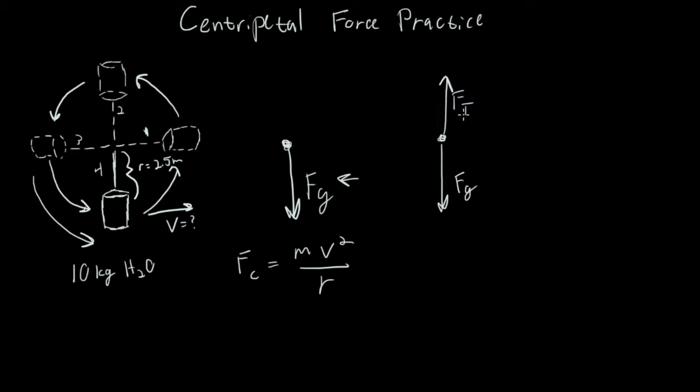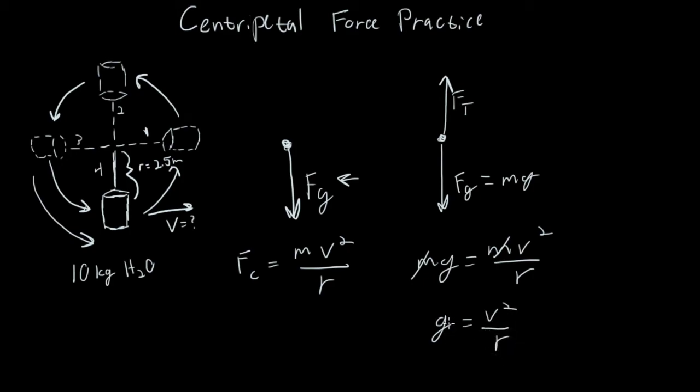Now we could say the force of tension, but even at the bottom of its arc, the force of tension would be equal to the force of gravity, and we don't have an equation for the force of tension. But the force of gravity is always going to be mg. And so I can say mg equals mv squared over r. Conveniently, my masses cancel out, and I'm left with g equals v squared over r.